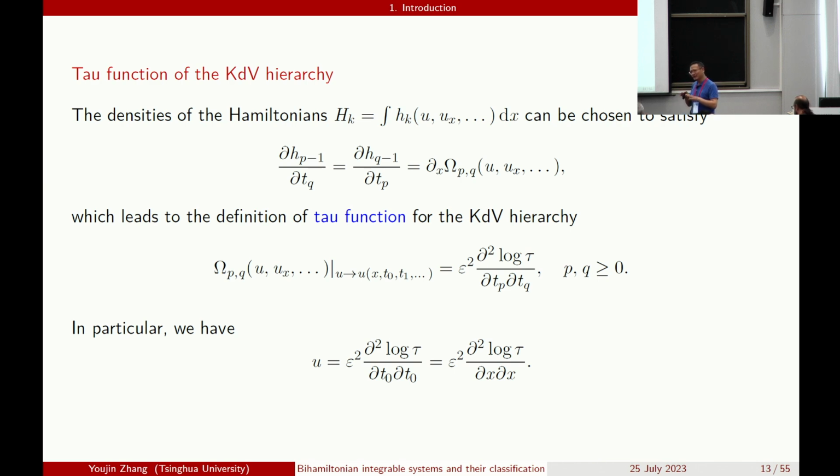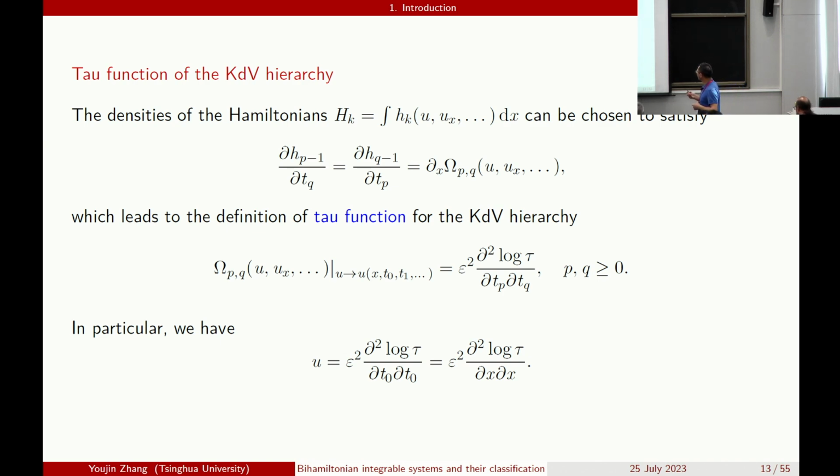In general, we don't know how to represent this bi-Hamiltonian integrable hierarchy in terms of Lax operators, Lax equations. But anyway, from the bi-Hamiltonian structure, we already know that each equation of this hierarchy has infinitely many conservation laws, so we call them integrable. Another very important aspect for us is that the KdV hierarchy possesses a tau function.